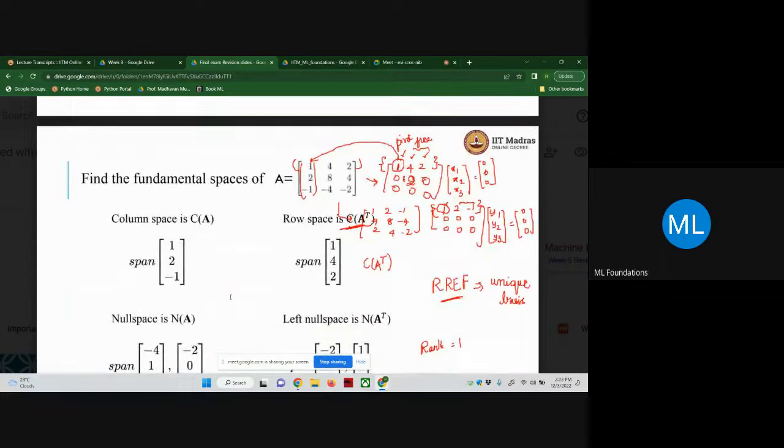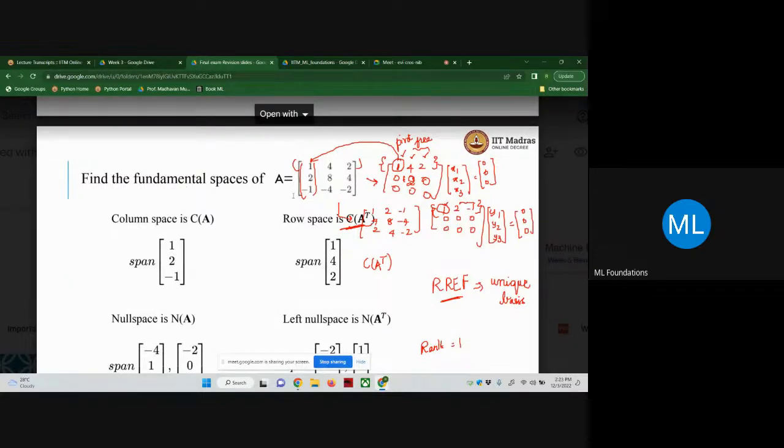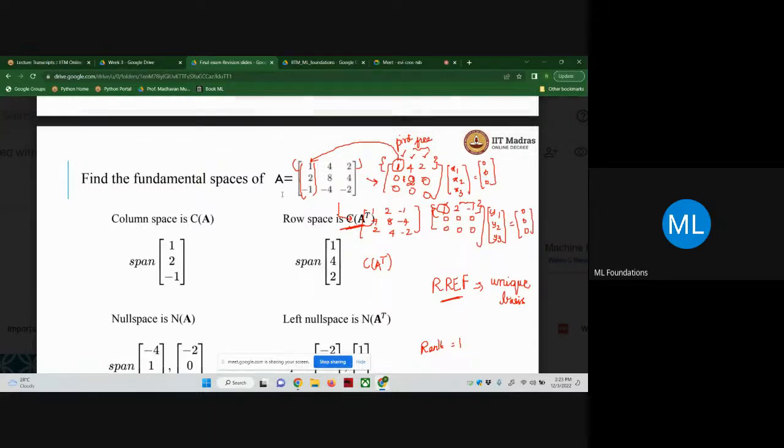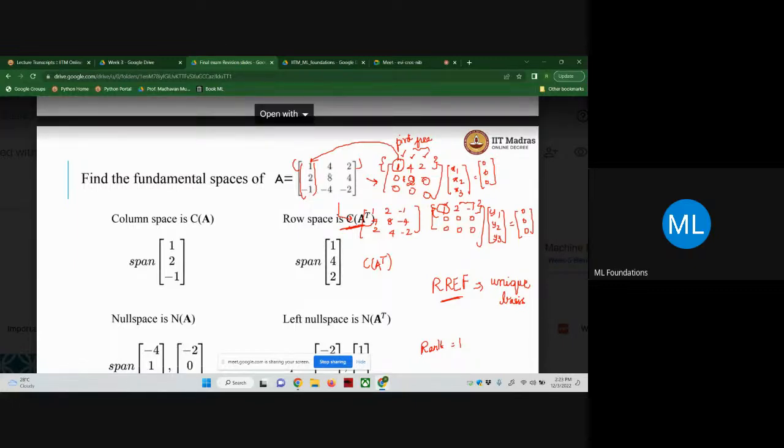So for this particular one, we have this matrix A. They are asking us to find all the fundamental spaces: the column space, the row space, and all. Now, if you look here, we have 1 2 1, and then 4 8 1 2 minus 1, and then this 4 8 minus 4. This 1 2 1 multiplied by 4 is nothing but this 4 8 minus 4, correct? And this 1 2 minus 1 multiplied by 2 is nothing but this 2 4 minus 2.